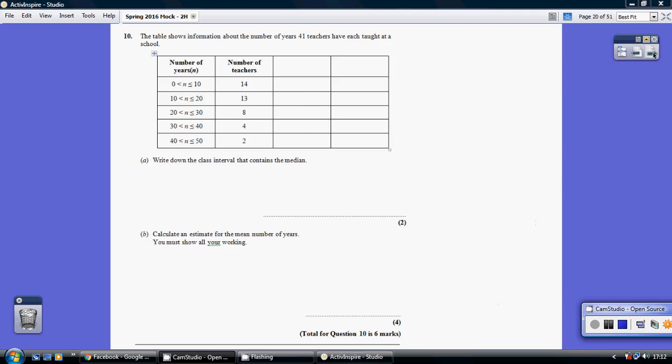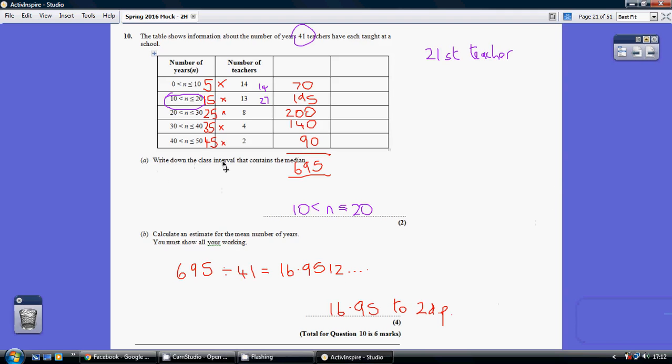Question 10. Write down the class interval that contains the median. Now, median means the middle person, so the middle teacher. The table shows information about the number of years 41 teachers have each taught at a school. So we want to know how long the middle teacher has taught.